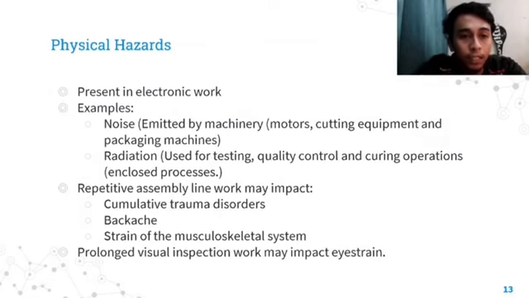So for physical hazard, it will be present in electronic work. Physical hazard can be divided into 2: noise that is emitted by machinery, and the second one is radiation. Repetitive assembly line work may cause cumulative trauma disorder, backache, and strain of the musculoskeletal system. And prolonged visual inspection work may cause eye strain.